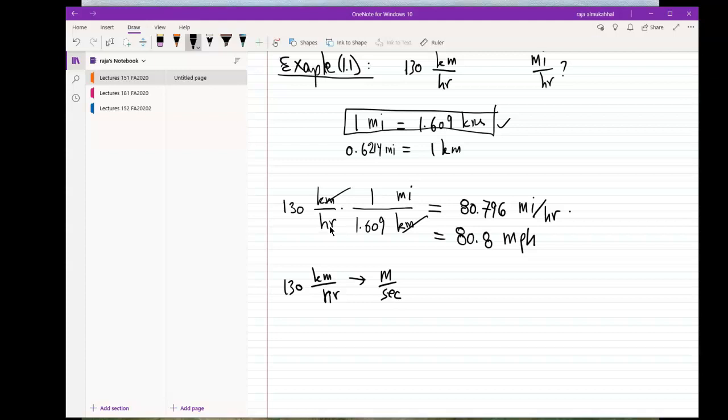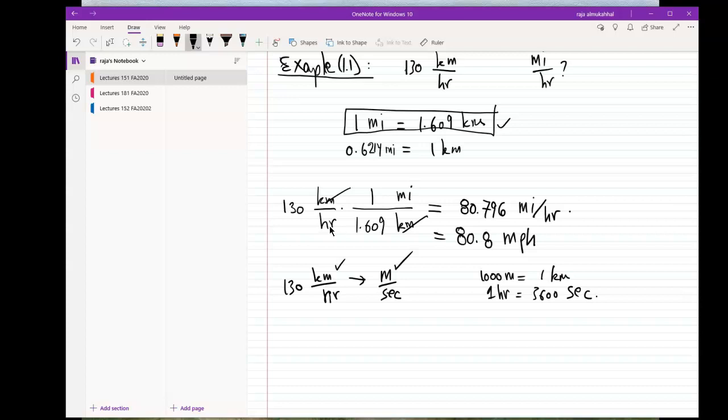Okay, so here I'm going to be looking for a relationship between kilometers and meters, right? And hour and second, which is kind of easy. Hopefully we all know that. You can look up Appendix D or the web. We know that 1,000 meters is equal to 1 kilometer, correct? And I know that 1 hour is equal to 3,600 seconds.